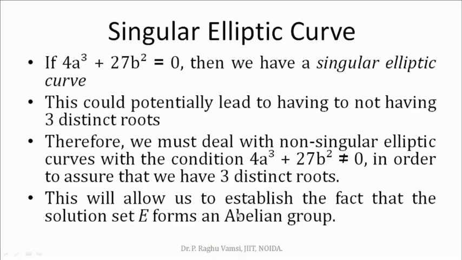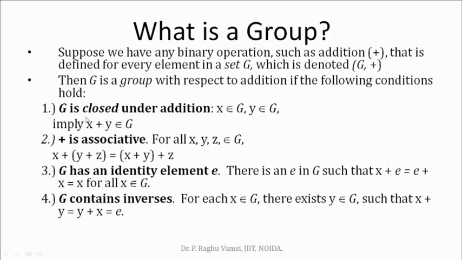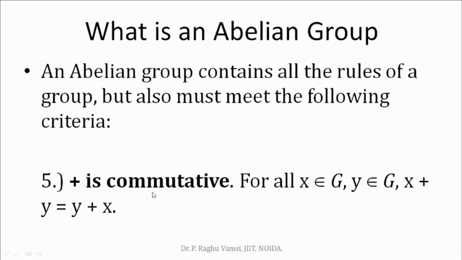So this will allow us to establish the fact that the solution set E forms an abelian group. We have seen the properties of an abelian group: the group should be closed under addition, plus is associative, G has an identity element E, G contains the inverse, as well as plus should be commutative. When all these five are satisfied, then such groups are said to be abelian groups. So when the operations on the elliptic curve result in congruence, then this particular group property will be achieved.